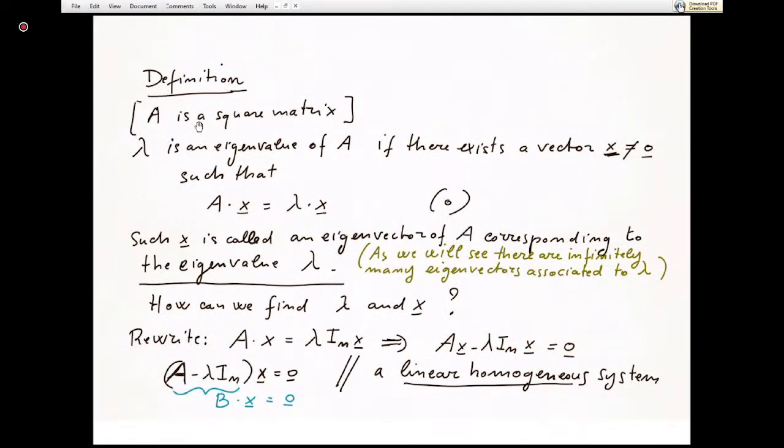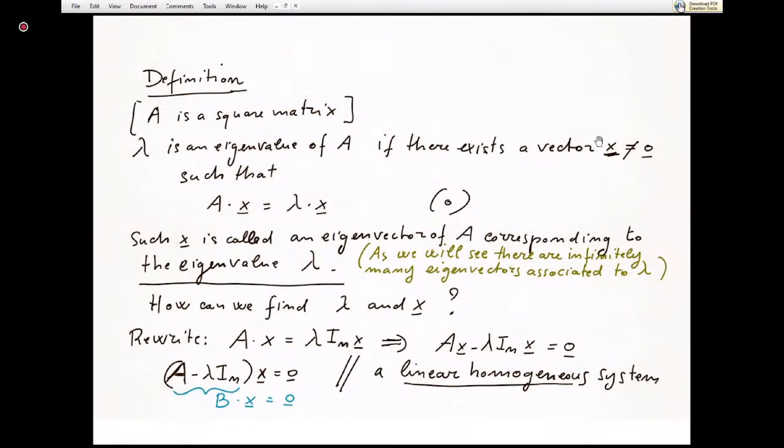So the definition is this one. A is a square matrix. We say that a number lambda is an eigenvalue of A if there exists a vector x. This must not be a trivial vector, must not be 0, such that multiplying A by x is equivalent to multiplying lambda by x. Okay?